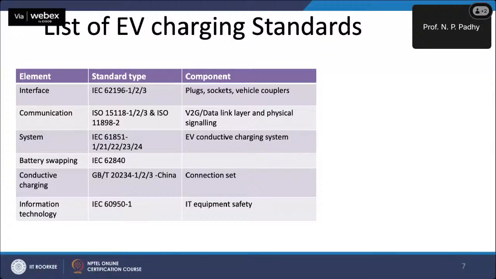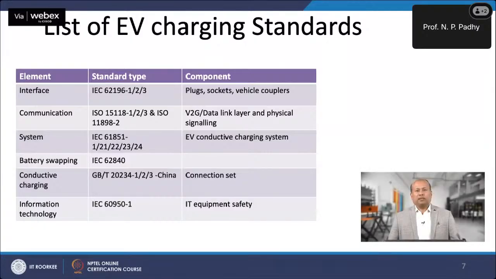Now, considering the EV charging system in this country, because the manufacturers are many, it is equally important to have EV charging standards. Now, you can see different elements and their standard type and components of different EV charging equipment or devices. This slide presents the essential charging components and their standards.